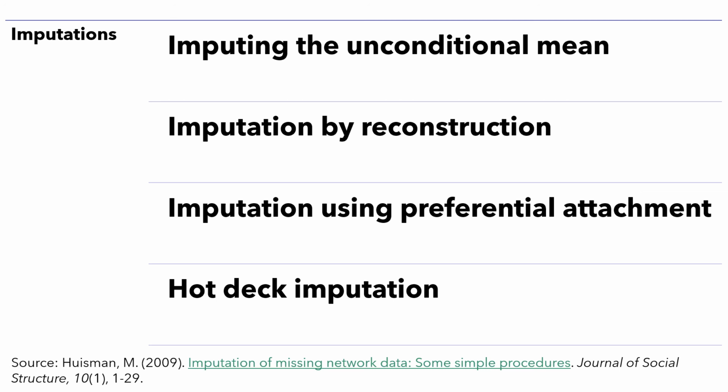You can also do hot deck imputation. This is a method for handling missing data in which each missing value is replaced with an observed response for a similar unit. In social network analysis, you use node attributes and the structural properties of the available data as the reference of imputations. In this video, we talked about the causes of missing data and how to handle missing data in social network analysis.